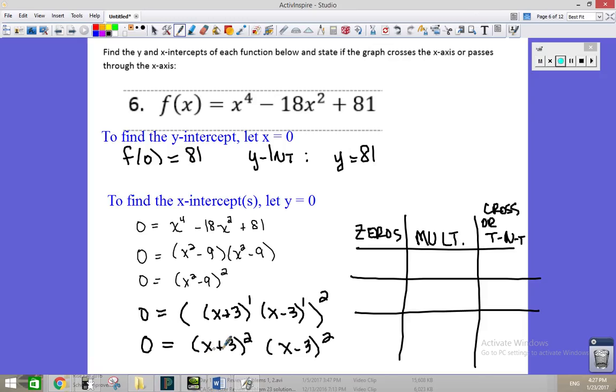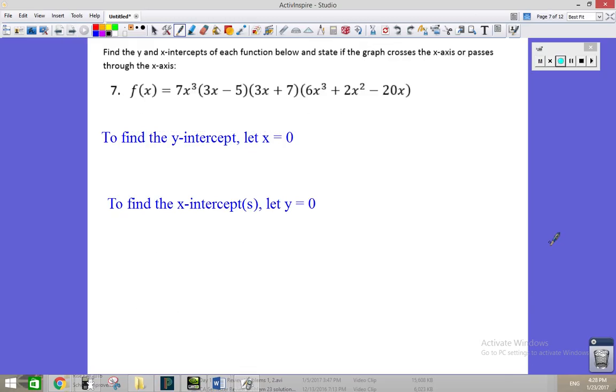x equals negative 3 is a 0, an x-intercept of this function, because negative 3 plus positive 3 gives me 0. Multiplicity is 2 because that exponent is 2, and because 2 is an even number, we know the graph is going to come to the x-axis and touch it and then turn around. It doesn't cross through it, it does a touch and turn. At x equals positive 3, same thing. Multiplicity is 2, so it's doing a touch and turn. So there's my answers for number 6.